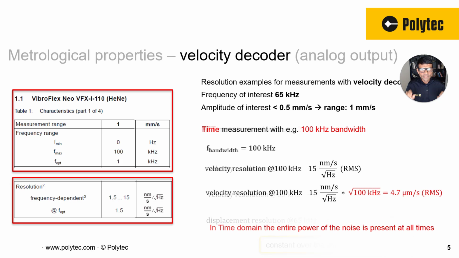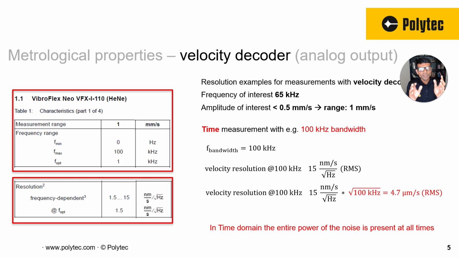Now let's look at velocity or displacement in time domain. In time domain, you have to consider the entire resolution number, meaning you're not now distributing the noise in these individual bins. So here, if my bandwidth is 100 kilohertz, you will take this entire number in your calculation. So again, you'll take 15 nanometers per second per square root hertz and then multiply it by the entire bandwidth. Now, this is at 100 kilohertz.